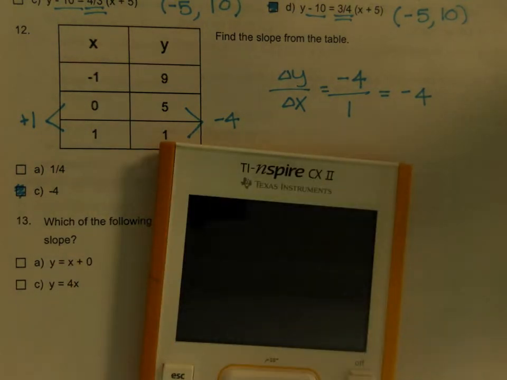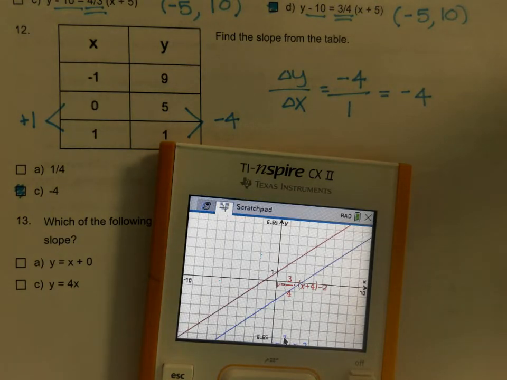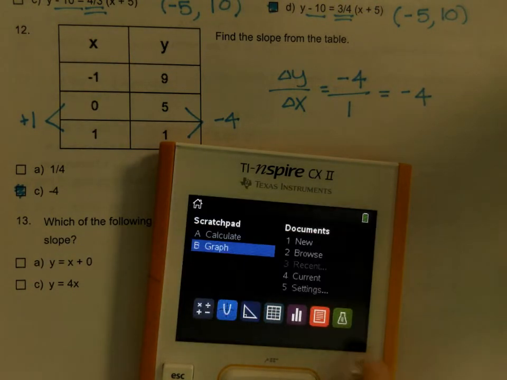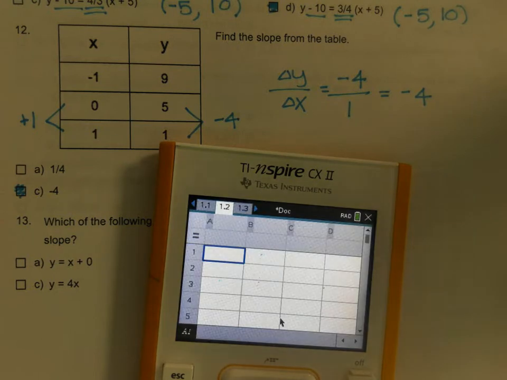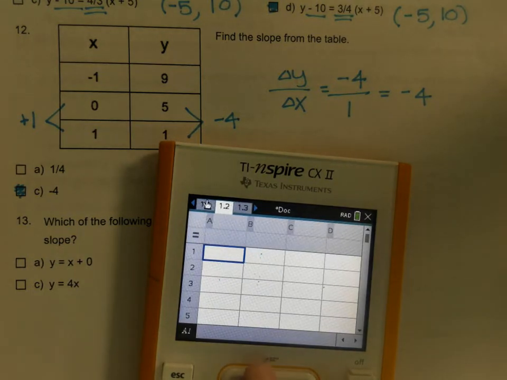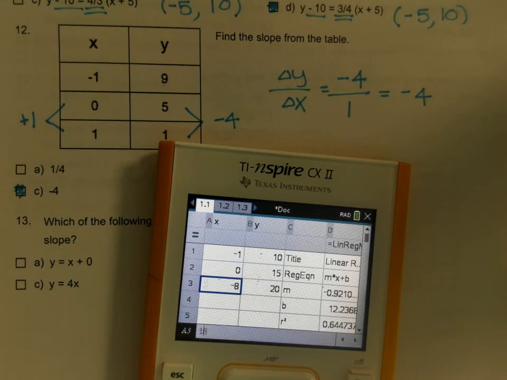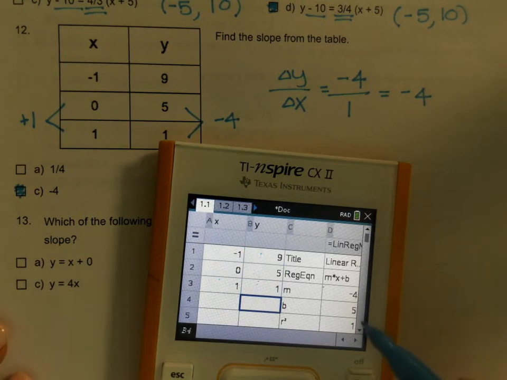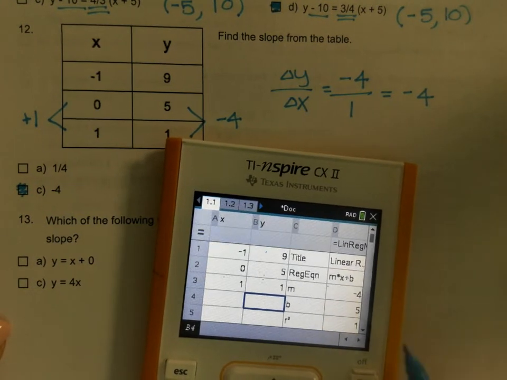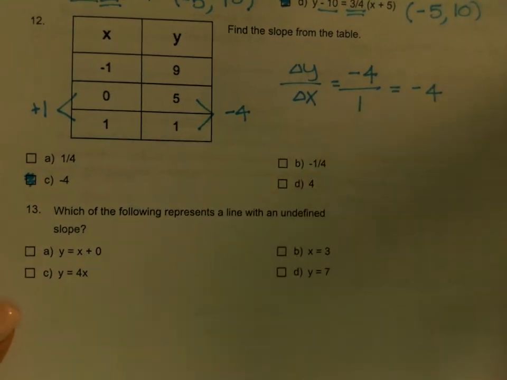Just to practice again on the new calculators, because I know they are new. I am going to go to Home, to my table. Again, let's just go to the original document, because you've already got it typed in. Your x values are -1, 0, 1. Your y values are 9, 5, and 1. And it automatically adjusts it for you. So your slope is -4. Your m is -4. Perfect.